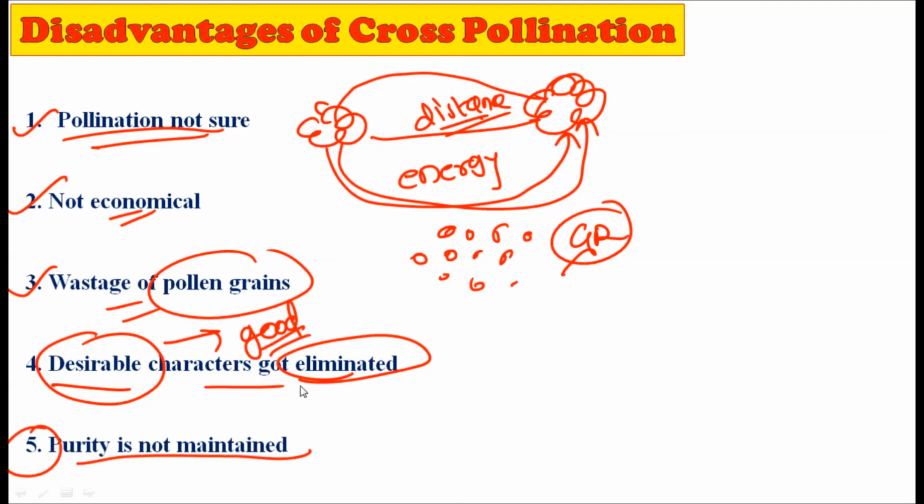Then purity is not maintained. As we have discussed, in self-pollination, the purity is maintained because the genetic makeup remains the same. But in cross-pollination, the genetic makeup does not remain the same and it changes, and that is why there is no purity in cross-pollination.